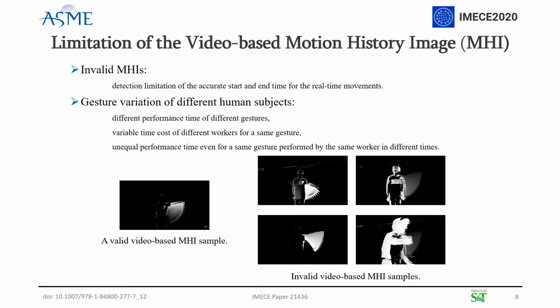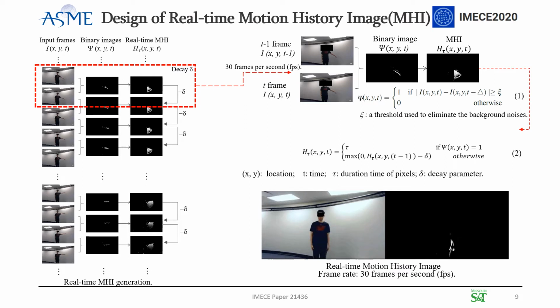But the video-based motion history image method cannot work well in a real-time situation because it cannot detect the accurate start and end time of a gesture. Also, for different gestures of different human workers, the duration time is different and varies. To eliminate this limitation of the video-based motion history image, in this paper we improved it and designed the real-time motion history image method. Note that all the frame rates in this paper are 30 frames per second.